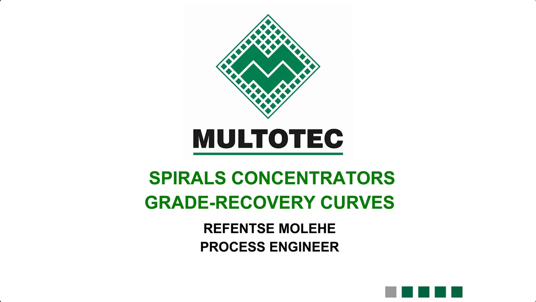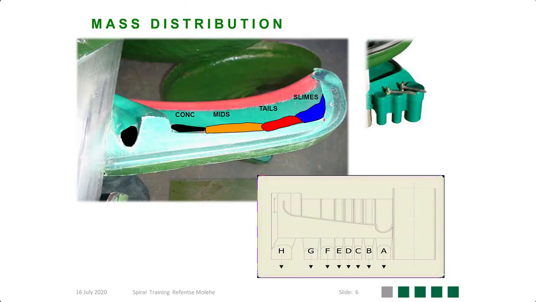Ladies and gentlemen, before we move into our spiral presentation, I'd just like to do a recap on the grade and recovery curves. With our heavy material, we are expected to report closest to the center column, so you can collect it in your concentrate, and for your lighter material, which will be your silica, you're expected to report furthest away from your center column in your tailings.